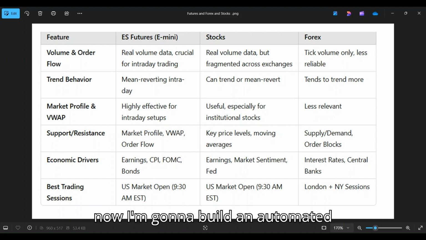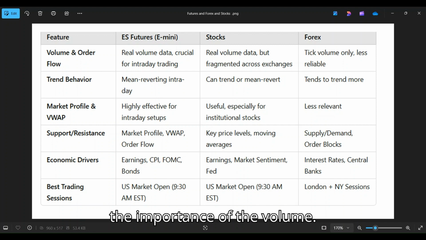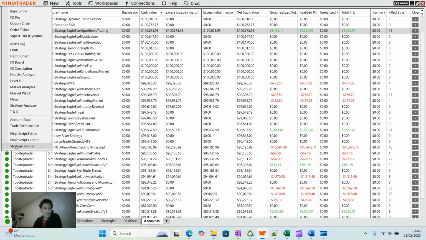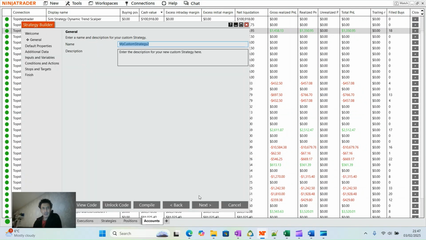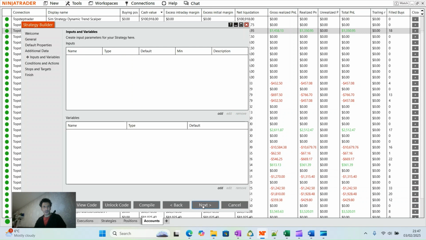Okay, now I'm going to build an automated strategy in NinjaTrader just to capture the importance of volume-based indicators in trading. Let's go to our Control Center in NinjaTrader, go to the menu, and then choose Strategy Builder. Next, I'm just going to leave this as my custom strategy. I'll put it in the description too. I'm going to make a very simple basic strategy.